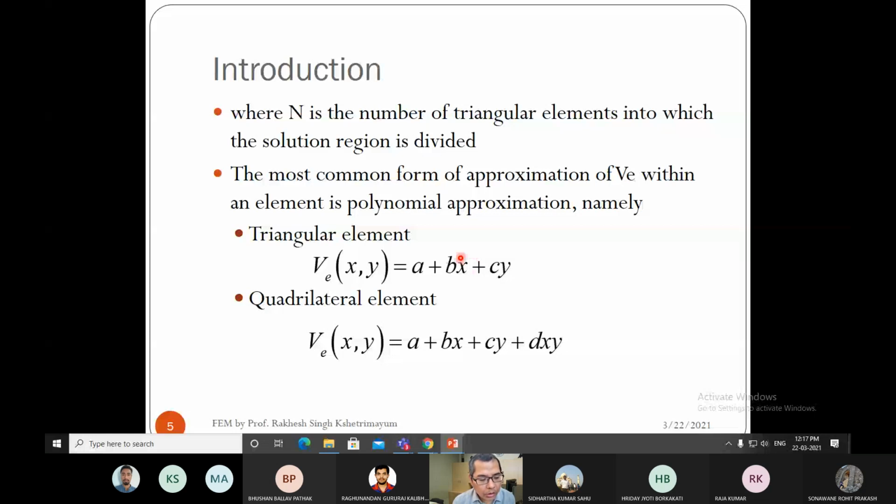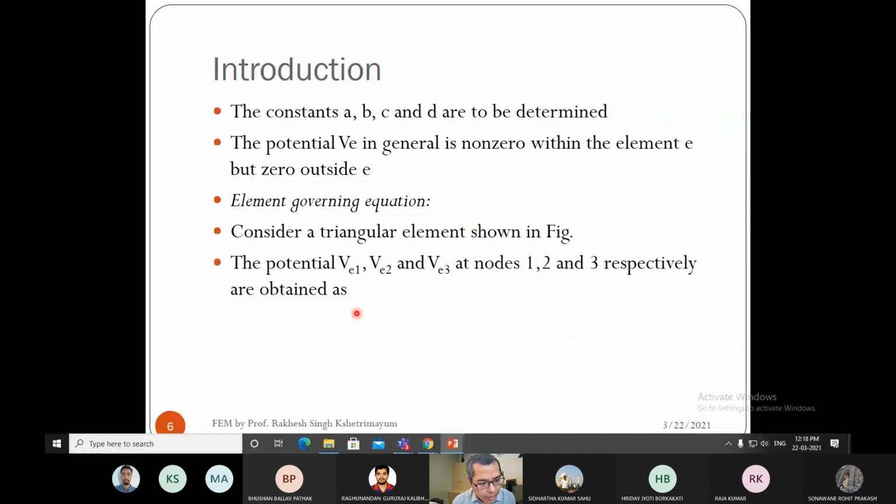Similarly, if I want to know the potential function inside a quadrilateral element, V_e(x, y), then I need to know what ABCD are. Once I have ABCD, I know the function inside the quadrilateral element. And we assume that the potential outside the element is zero. We just find the potential inside every element and sum them up, then we get the solution.